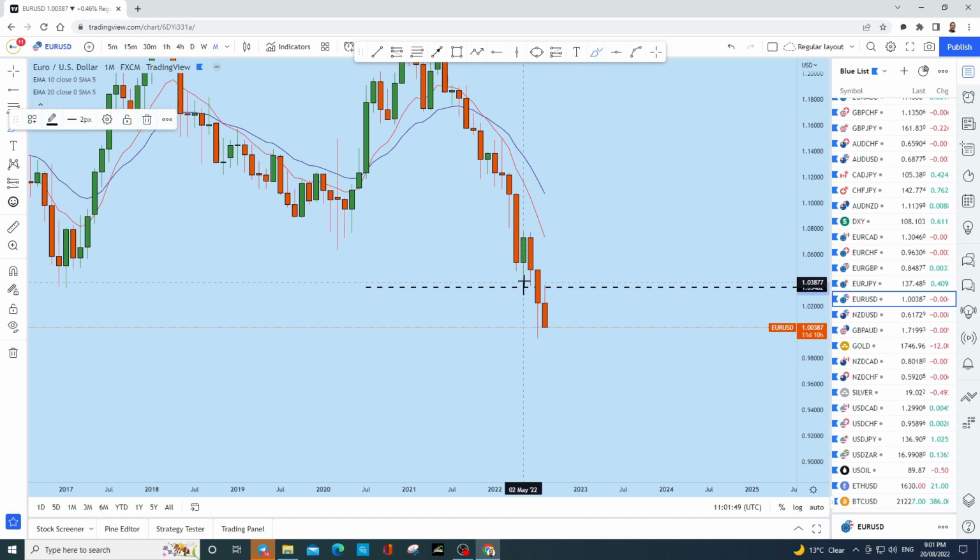There is a monthly support zone here. This support might have acted as a resistance, and we have seen a strong rejection. Now, I think EURUSD might come a little bit down and then might go up again.